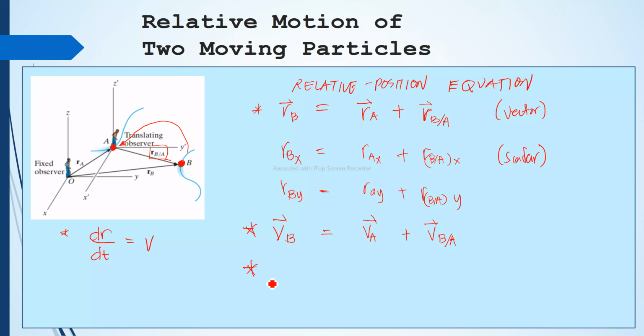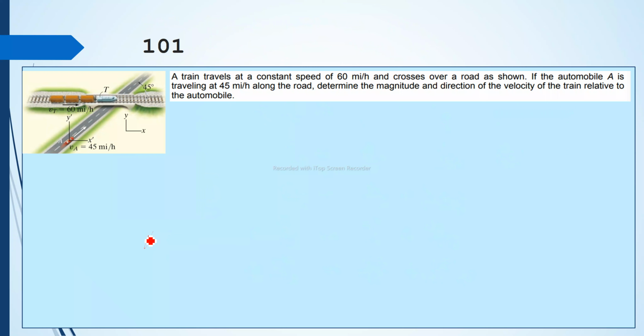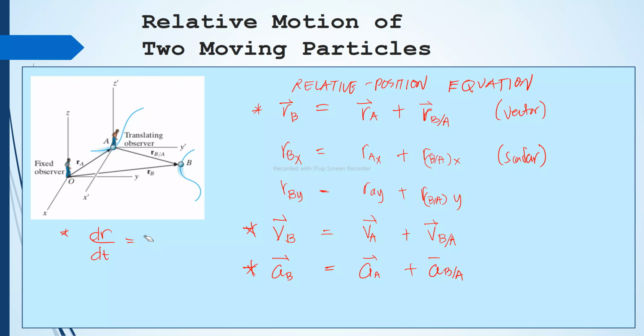Now if we try again to differentiate this with respect to time, the velocity, then we will have our acceleration. So the vector acceleration of the B is equal to the vector acceleration of the A plus the relative vector acceleration of B with respect to A. Now, what happens if babalik siya? With this one, we are trying to get the relative motion of particle B with respect to particle A.